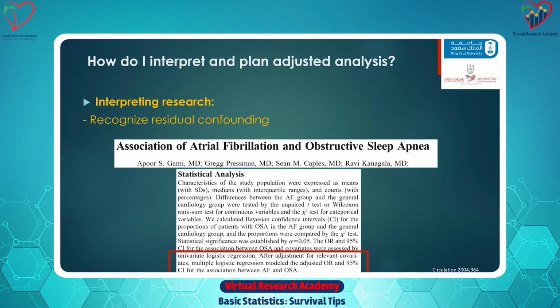But then you read the whole paper, and this is the only description of their adjustment. It says, after adjustment for relevant covariates. What does that mean? How many factors? What are these factors? So when you read an adjusted analysis, you need to ask yourself, what factors were adjusted for? Are these enough? What are missing? How big do I think residual confounding is? Because that will make a huge difference in the interpretation of the study.